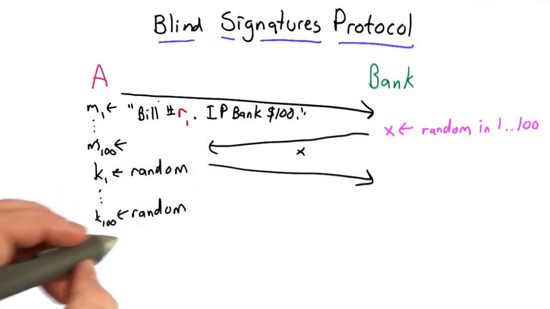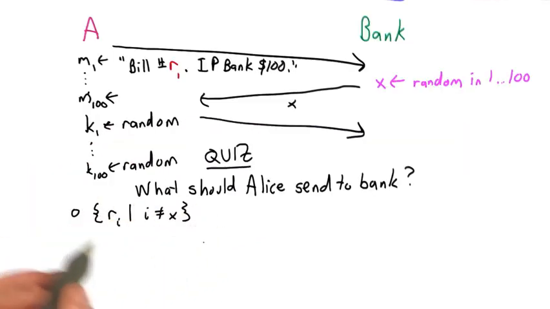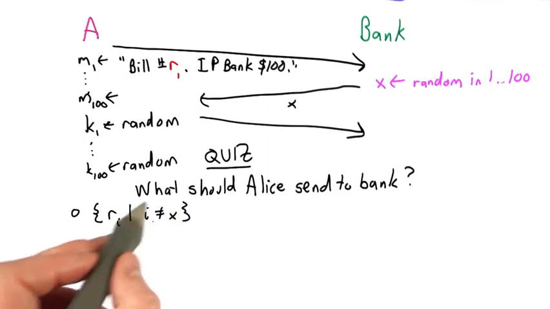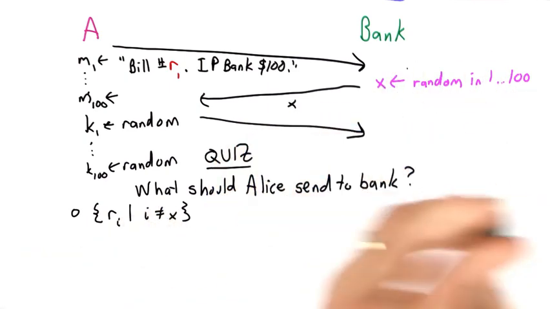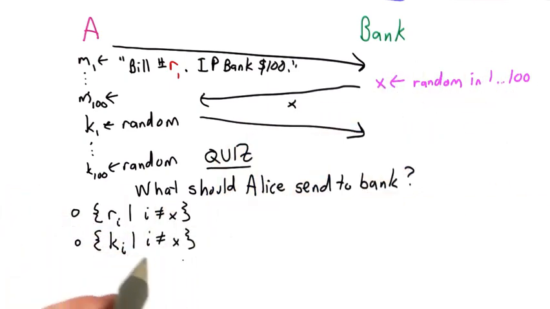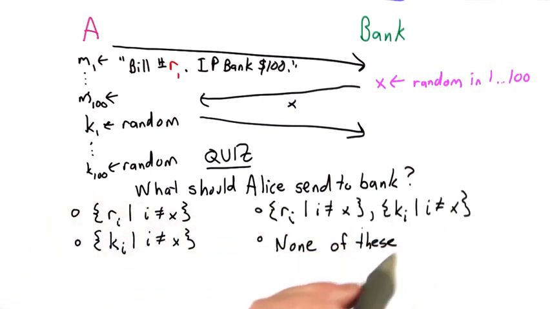So what should Alice send back to the bank? The set of all the RI values, except for the one corresponding to message x. The set of all the KI values, except for the one not matching x. Both of these, or none of these work.